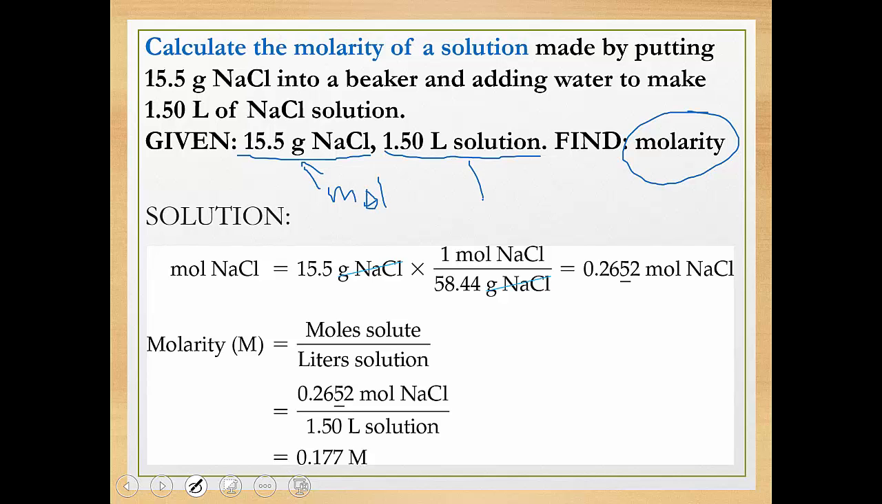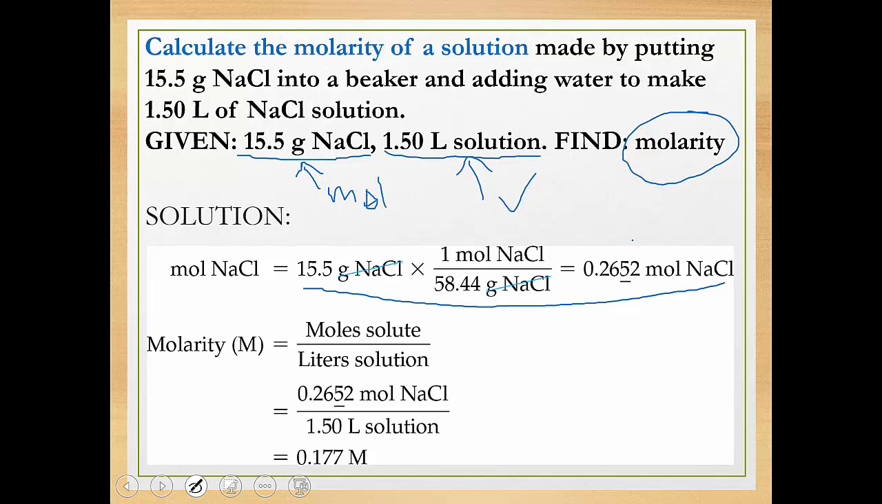And we need the volume of solution, which we have, in liters. That has to be in liters too. Remember, we don't want milliliters for molarity, liters. So all we need to do is figure out how many moles of sodium chloride we have. We take our 15.5 grams and our molar mass and convert it. So we find that we have 0.2652 moles of sodium chloride.